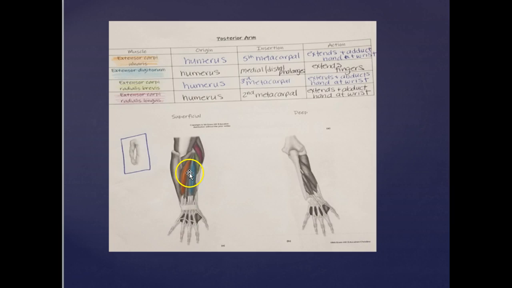Next to that is the extensor digitorum. It's going to help extend your fingers. Up here is the extensor carpi radialis brevis, and then just superior to that is the extensor carpi radialis longus. All of them are going to attach to the humerus. All of them are going to move your metacarpals. Your digitorum also moves your phalanges. And their actions will be extension, just like the word in the muscle says. Extension of wrist, extension of fingers.